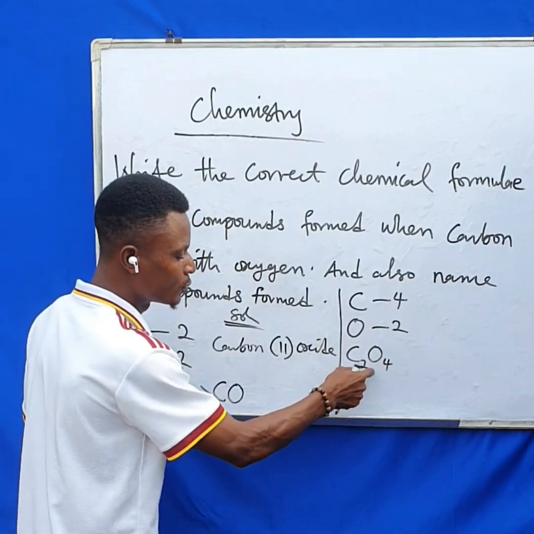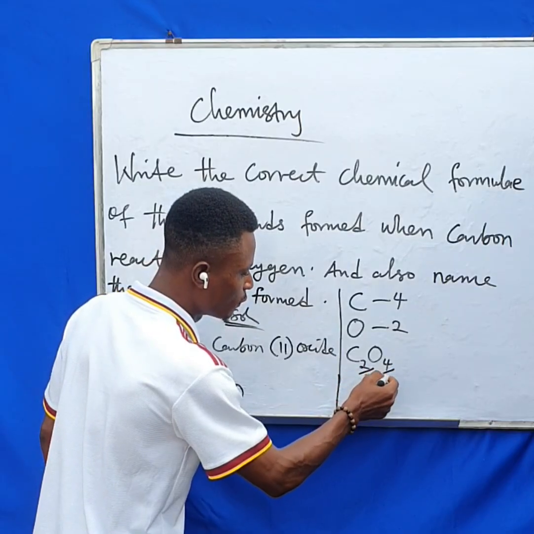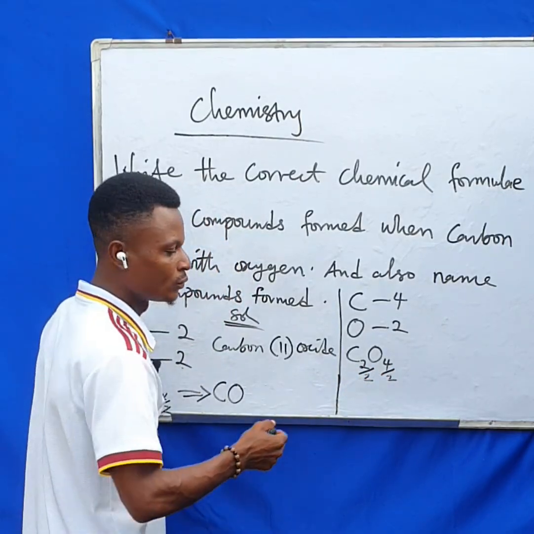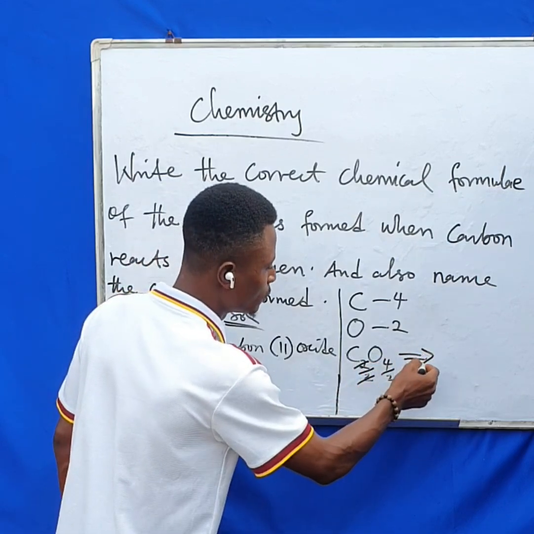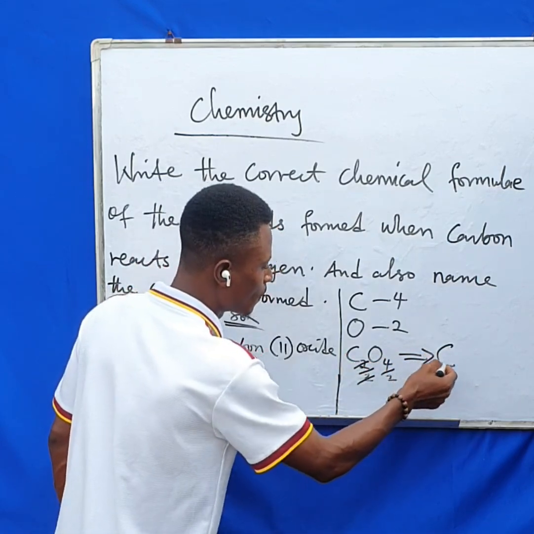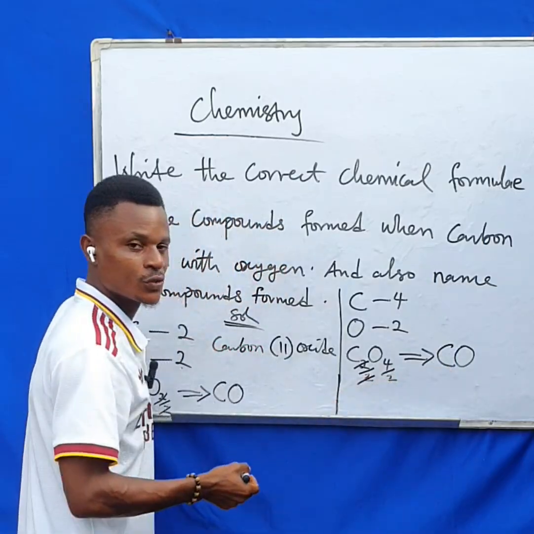2 is a common subscript. You can divide both of them by 2. So divide this by 2 and divide this by 2. 2 cancels 2, and we have just C. Then O. 4 divided by 2 is 2. So we have CO2.